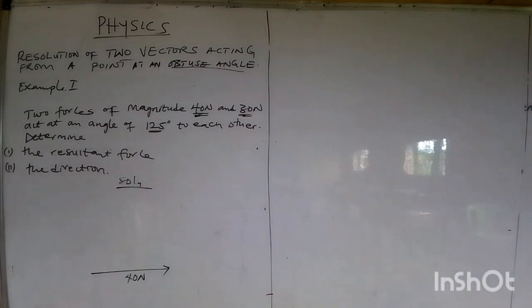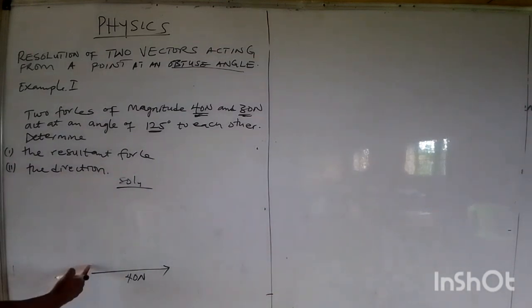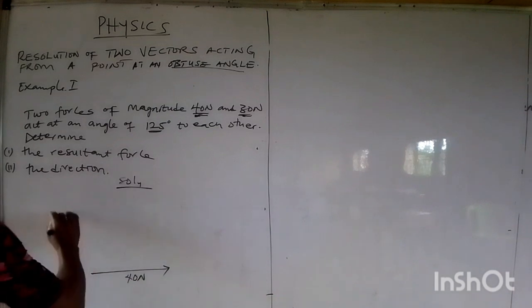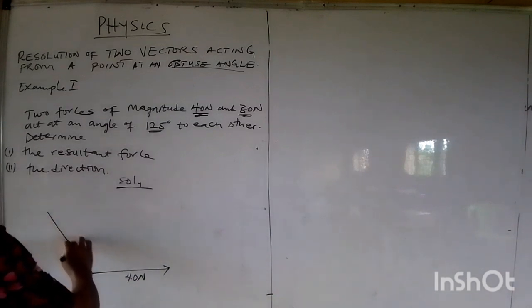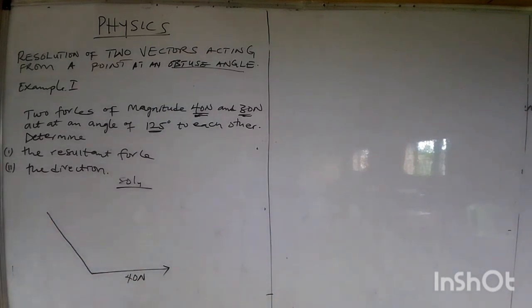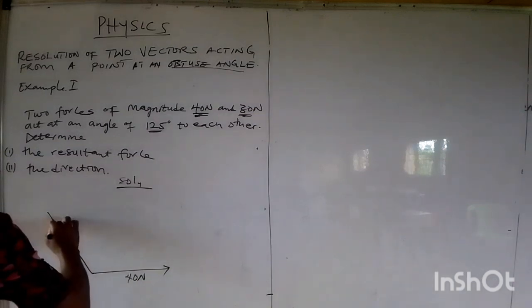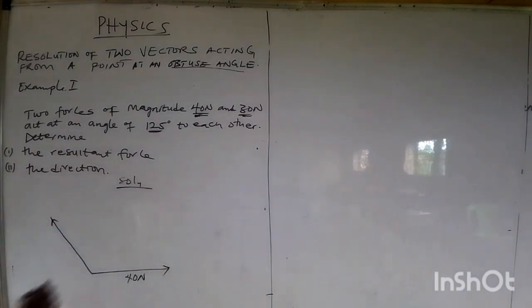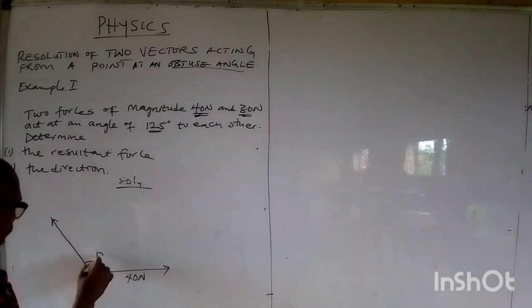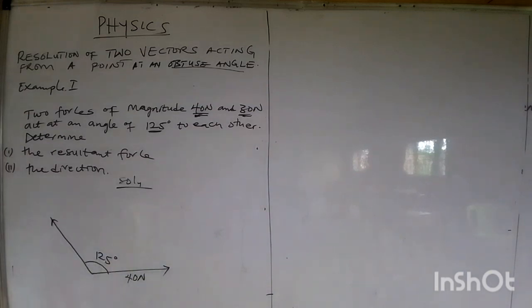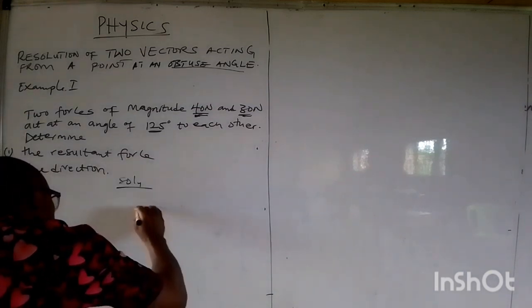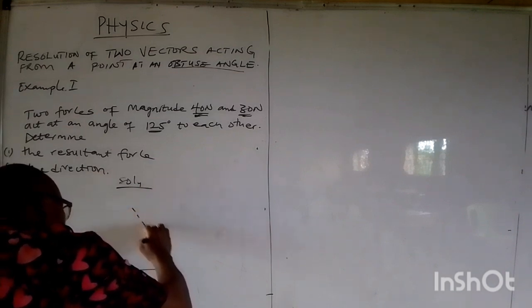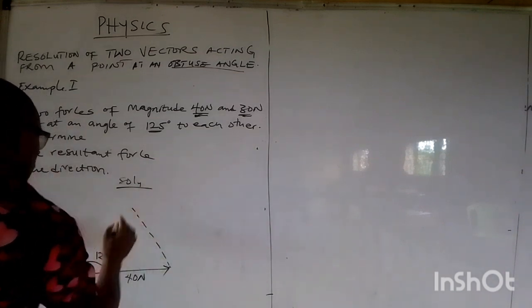Now the second one, if we take our second line here, it will be an acute angle. If we take it straight, it is at a right angle. Now, because it is an obtuse angle, which is more than 90 degrees, we can take it like this. Now, this is our arrow. Now, here is 125 degrees. And of course, the first thing we do is to complete the parallelogram.